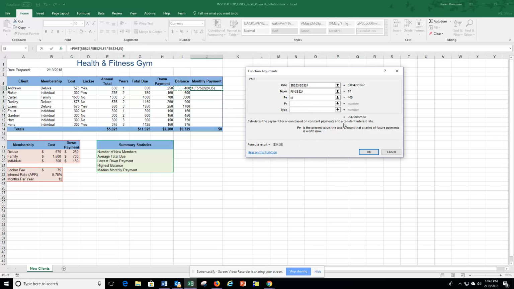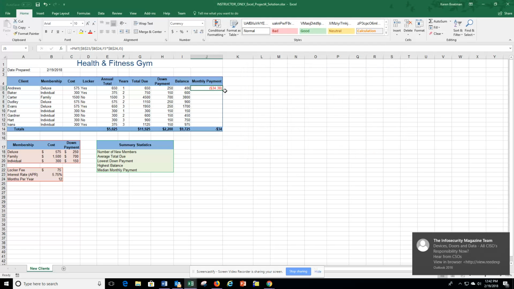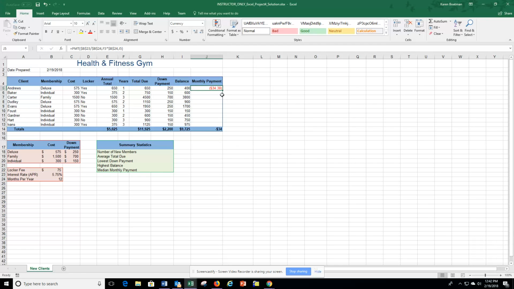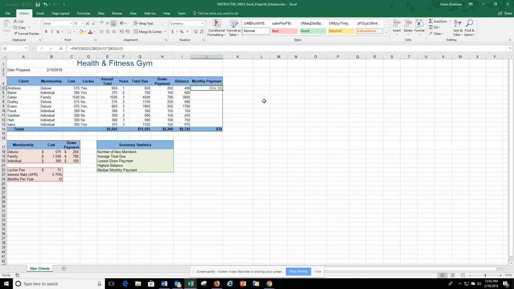Notice that this is a negative number. It gives us a negative number here, and it also puts it in parentheses for accounting. So let's say okay, and they need to make a payment to us of $34.38 each month for the next year. Your instructions told you that you needed to make this a positive value. To do that, we come up into our formula bar, and in between the equal sign and the P, we put in a negative sign and hit enter, and that will turn it into a positive number for us. Go ahead and copy that formula down, and you should be spot on.